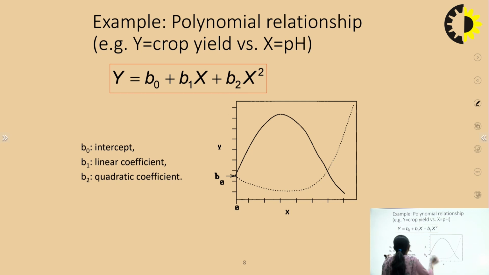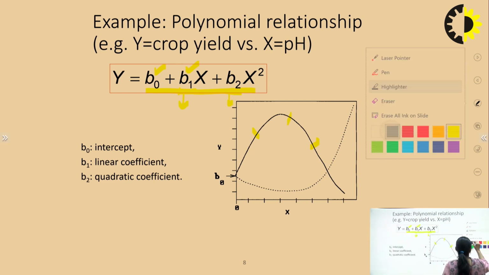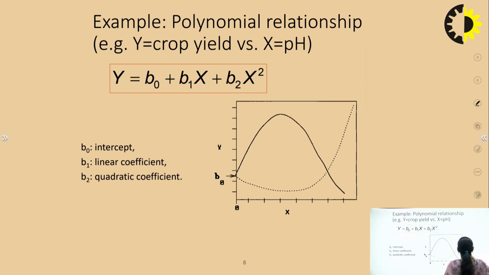Then all these things will remain the same. B0, B1 is the slope, and we can have different linear coefficients. So B1 will be the linear coefficient and B2 will be the quadratic coefficient, right? So this will change, okay? So polynomial relationships may be explained like this, okay?